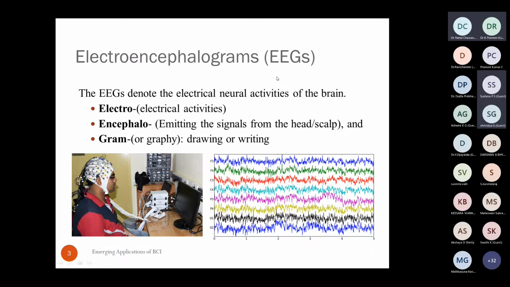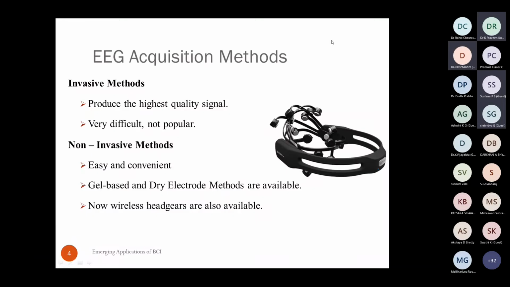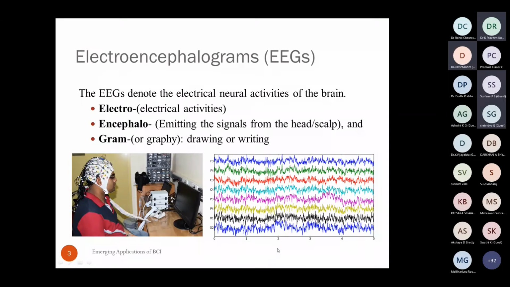Electro is the electrical activity. Encephalo means it is from the scalp. So for example, similar to this, ECG stands for electrocardiography. So it is for the heart. We are basically bothered about the brain signals.